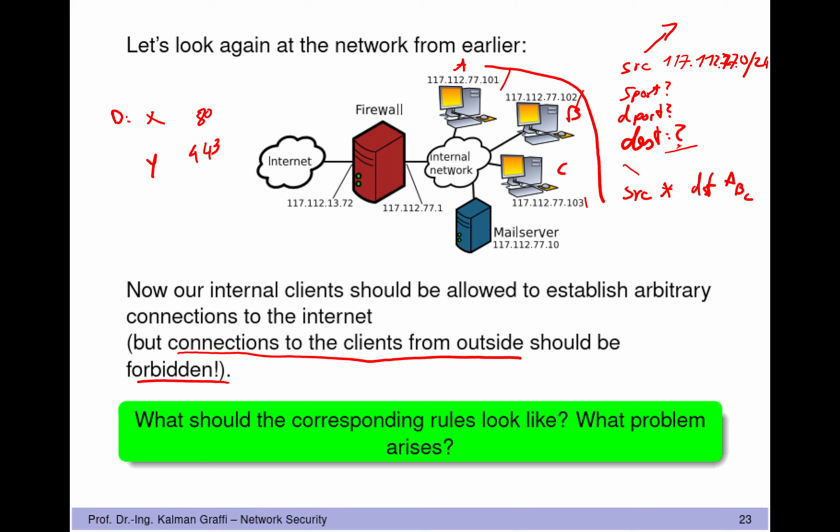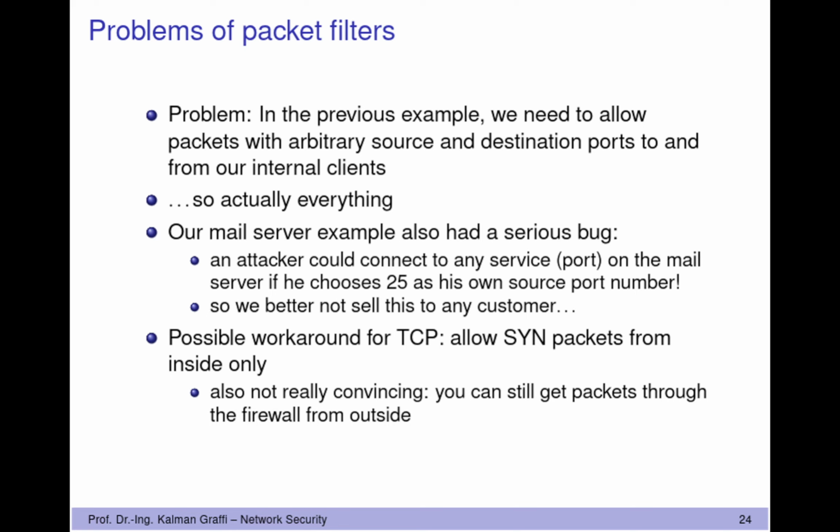We just want to pass on messages that are replies to our previous messages. So in this previous example, we would need to allow packets with arbitrary source and destination ports to and from our internal clients. We don't know where our internal clients send messages to, so we potentially need to accept any kind of incoming messages, as it might be a reply. So obviously this is then useless.